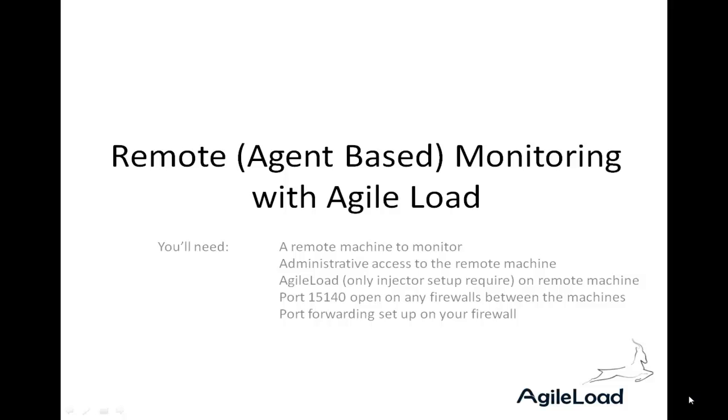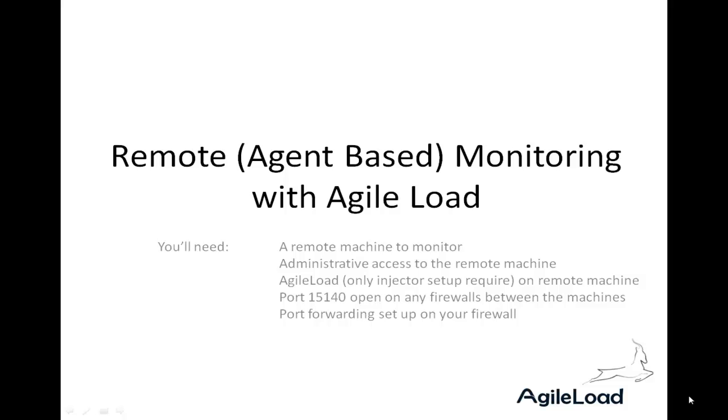Hi there, so if you're watching this, you've probably got some monitoring challenges, and that's probably because you've got firewalls between you and your target host. So the way we've got around that with AgileLoad is to introduce agent-based monitoring, which enables you to tunnel monitoring information across the network or across the internet, so that you don't have issues with things like monitoring Windows machines, for example.